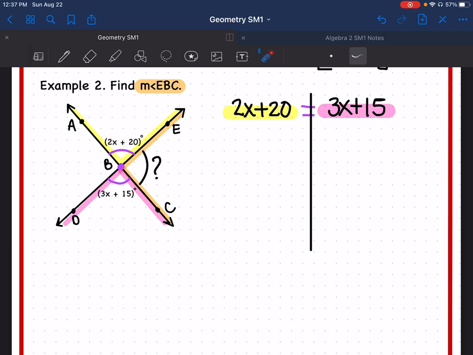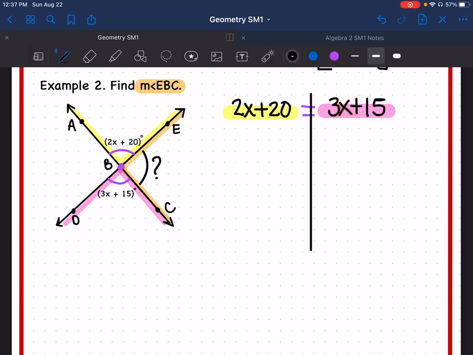Next would be combine like terms. I cannot add 2 plus 20 because the 2 has an x and the 20 does not. Likewise over here, I cannot add 3 plus 15 because the 3 has an x and the 15 does not.